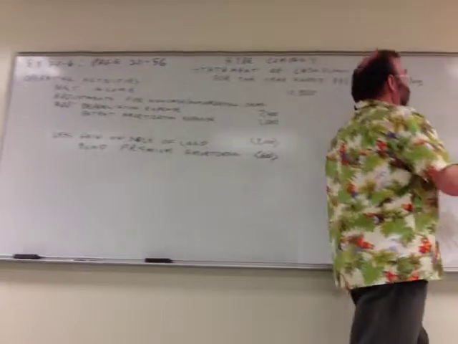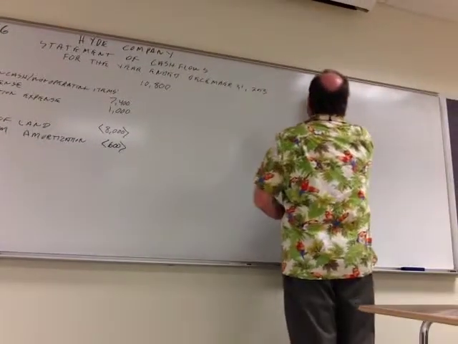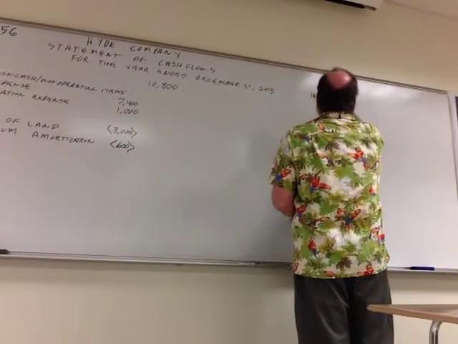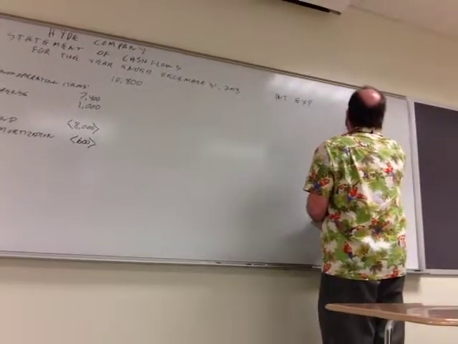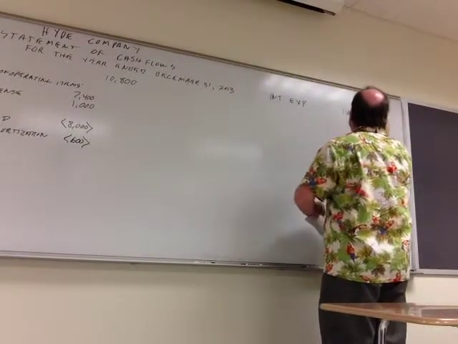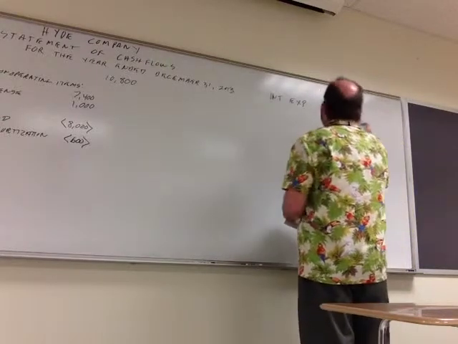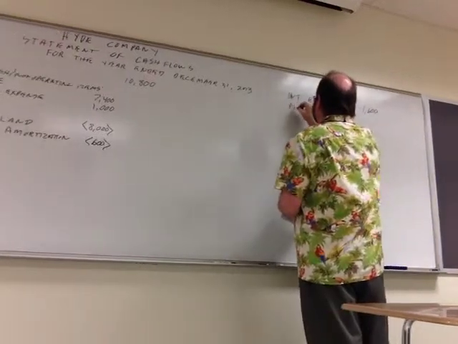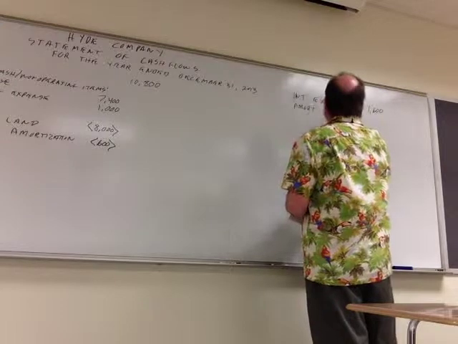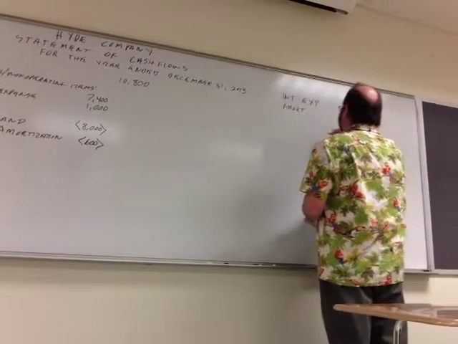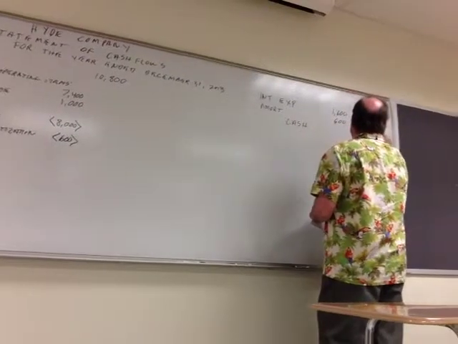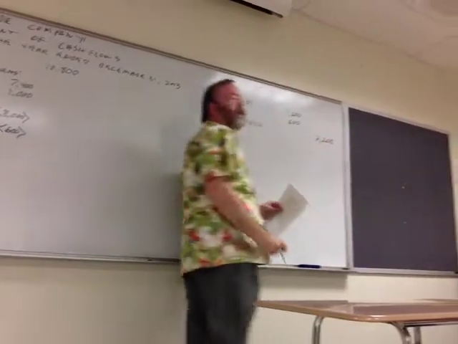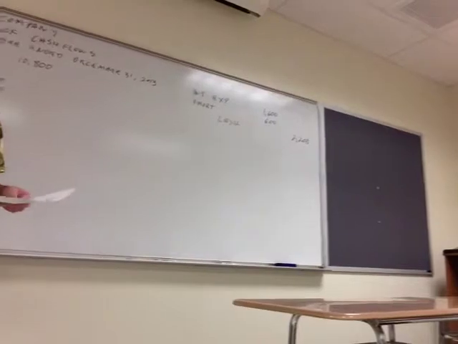For simplicity's sake, let's assume the journal entry was interest expense $1,600, right? And then we amortized $600, and then we paid cash of $2,200, right?